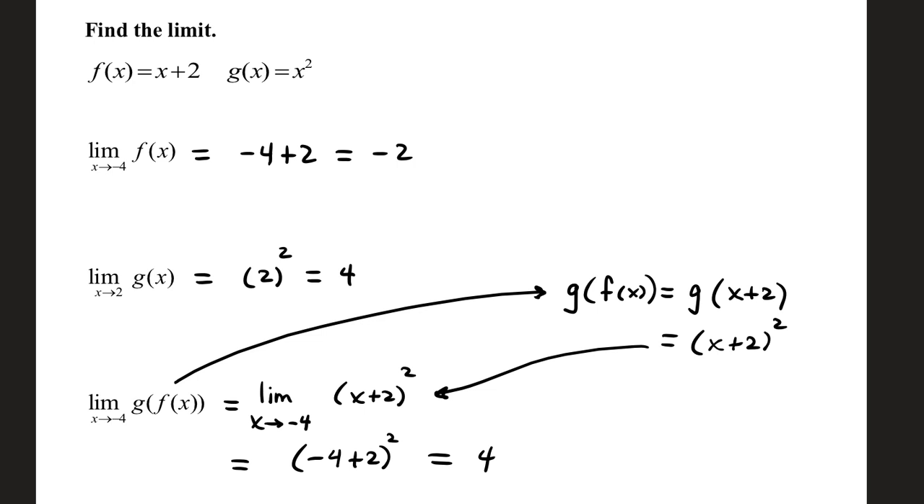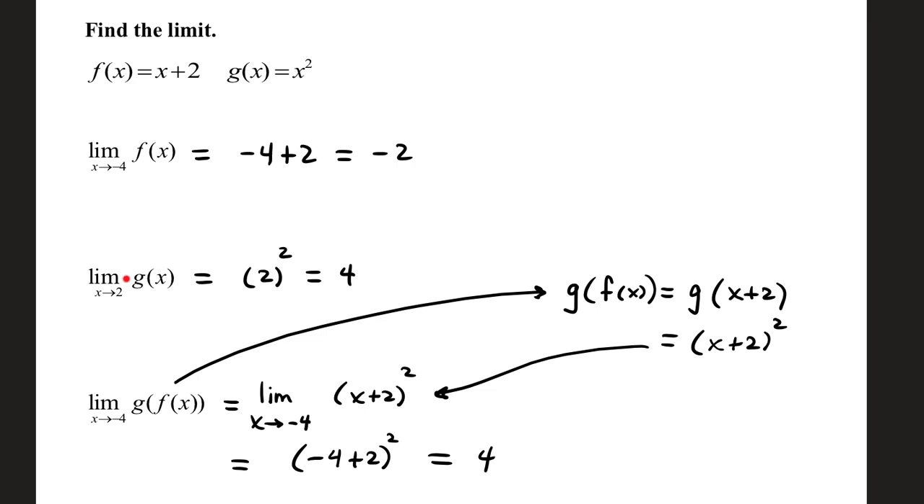Find the limit. We have 2 functions given. F of x is defined as x plus 2. G of x is defined as x squared. The limit as x approaches -4 for function f is -4 plus 2. That has a value of -2. Function f is well defined with an infinite domain.